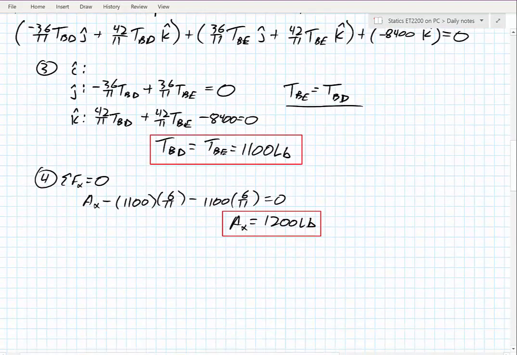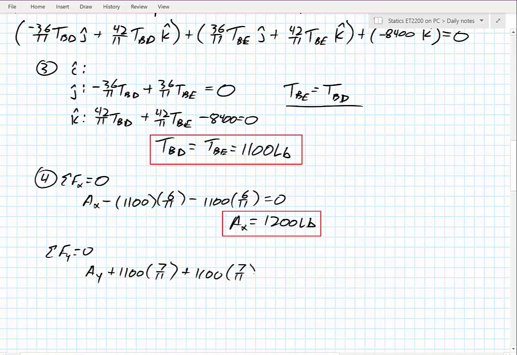Same idea in the Y direction. So sum of the forces in the Y equals 0. I have AY plus this 1100 times 7/11 plus the other cable has another 1100 times 7/11 for their components. Minus, don't forget this external force of 840. Set the whole thing equal to 0. And I get an AY equal to negative 560 pounds.